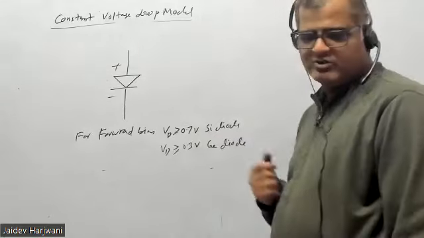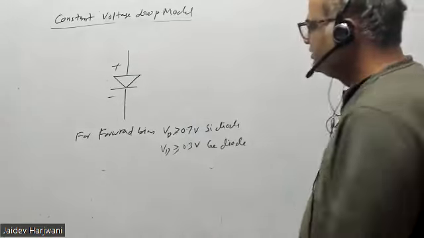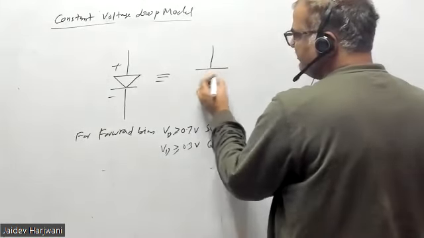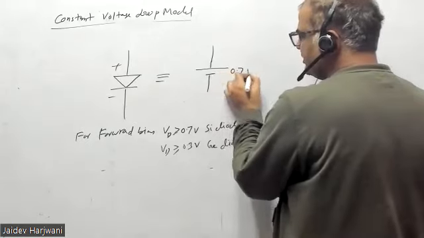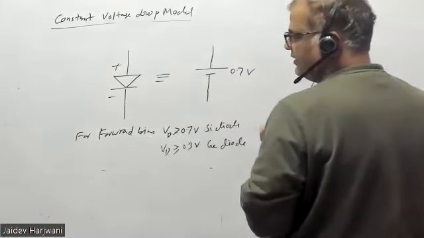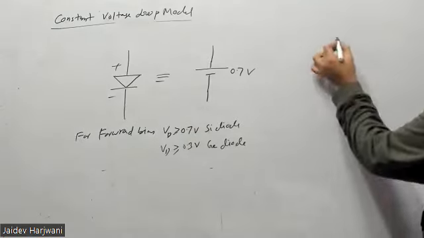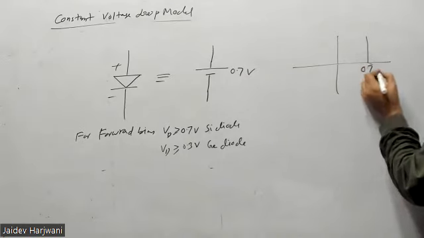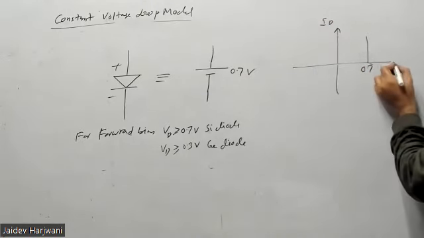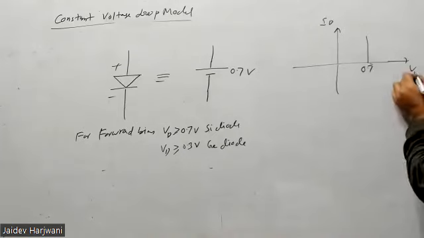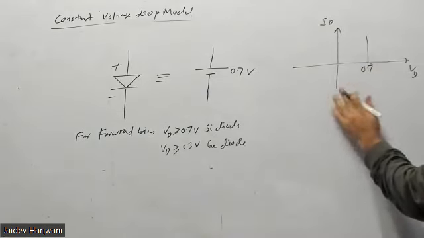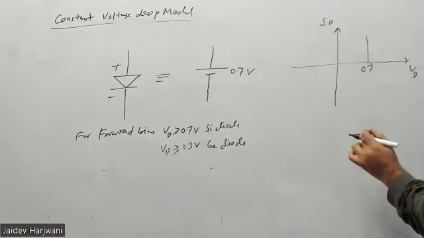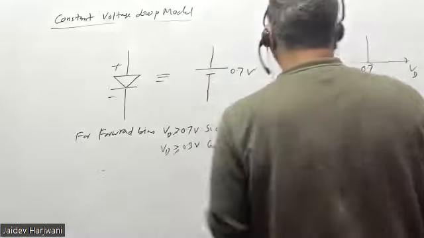So if in the circuit you have a diode which is forward biased and the applied voltage across the diode is greater than 0.7 volt, if this is a silicon diode, then you can replace this diode by a 0.7 volt drop. That means you can replace this diode by a battery, because for silicon this drop is always constant. In the ID versus VD curve, VD becomes fixed: the voltage drop across the diode is a fixed 0.7 volt. So I'm replacing it by a battery.